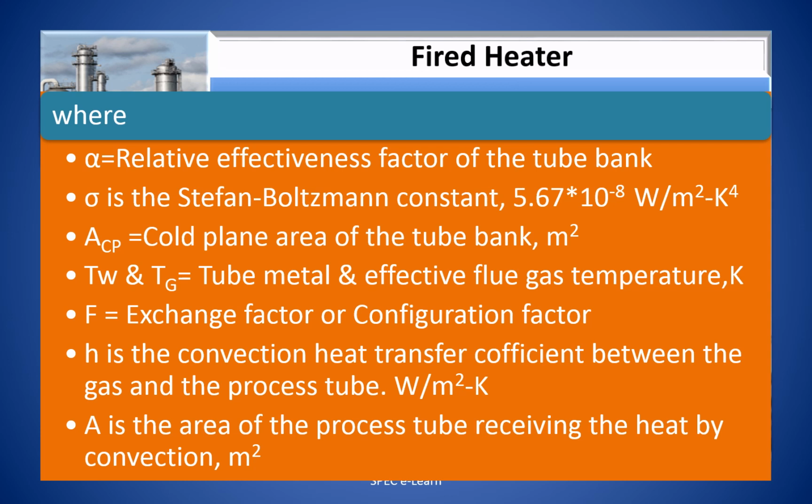Tw and Tg are the tube metal and effective flue gas temperature respectively in degrees Kelvin. F is the exchange factor or configuration factor. H is the convection coefficient between the flue gas and the process tube. A is the area of the process tube receiving the heat by convection in meters squared.